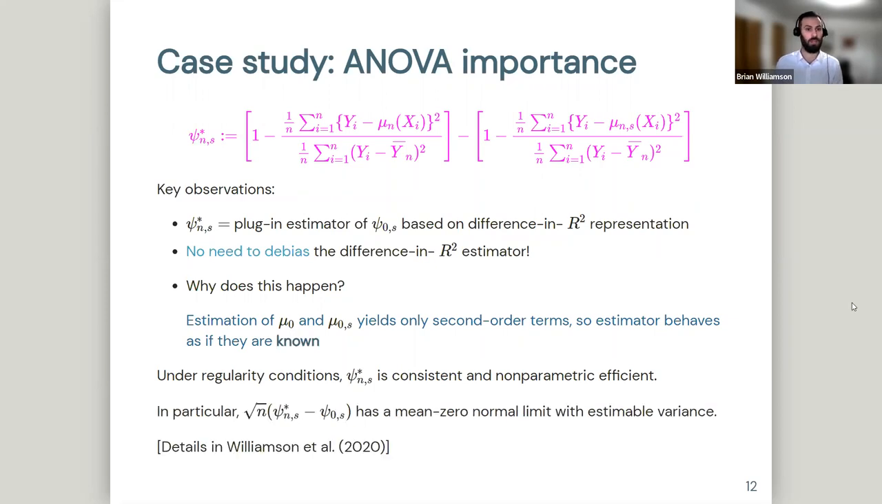And so, in other words, we can take this centered and scaled version of our estimator and have an estimator variance for it and do inference on it. And so details about this are in a paper that I published several years ago now, that's at the end of the slide.